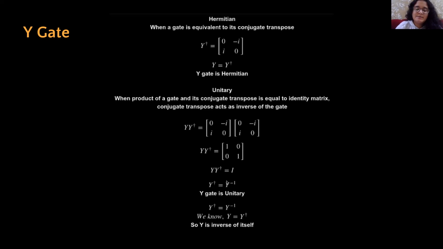And like we've established earlier, like X and Z gate, Y gate is the inverse of itself because it's both unitary and Hermitian. So if we apply Y gate twice in a row, there will be no effect on our initial qubit state.